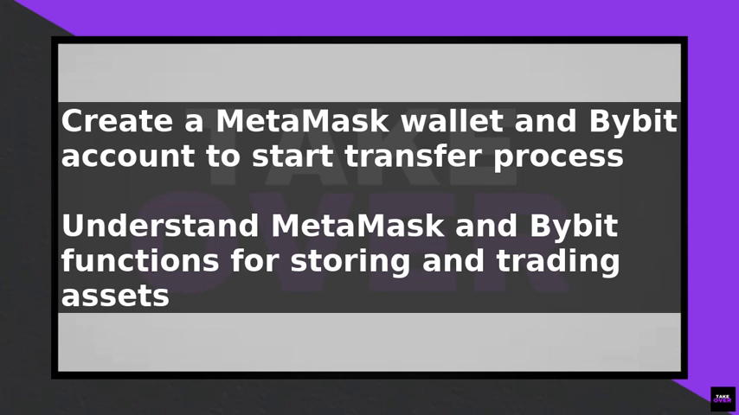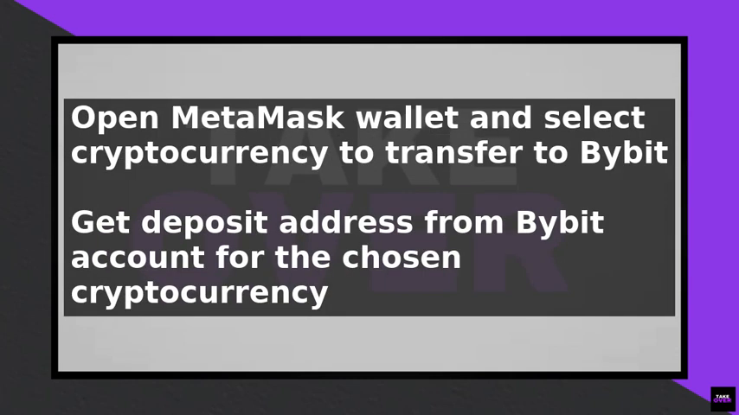Metamask is a digital wallet that allows you to store, send, and receive cryptocurrencies, while Bybit is a cryptocurrency exchange that allows you to trade and manage your assets. To start the transfer process, open your Metamask wallet and click on the Send button. Select the cryptocurrency you want to transfer, such as Ethereum or Bitcoin, and enter the amount you want to send.